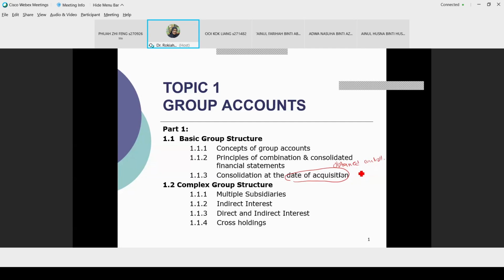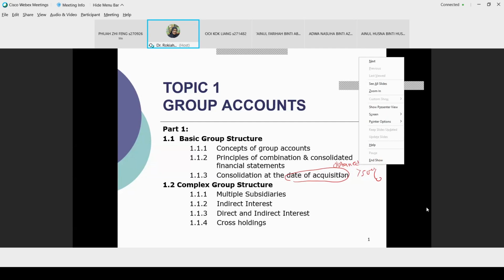Okay, you obtain control here when you have a share of more than 50%.